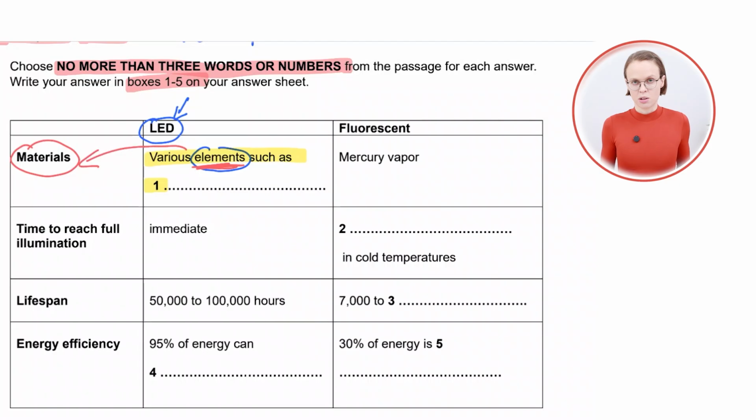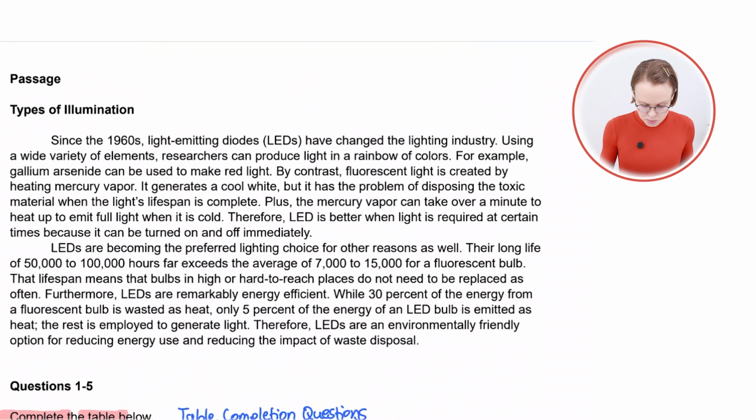Now, let's have a look at the passage. We are looking for elements in the passage. Maybe we can find that word exactly like that in the passage. If so, it will be super easy to locate the information. But maybe the word is paraphrased. So always look for paraphrasing in the passage if you aren't sure whether you can find the word exactly like that. Let's have a look at the passage.